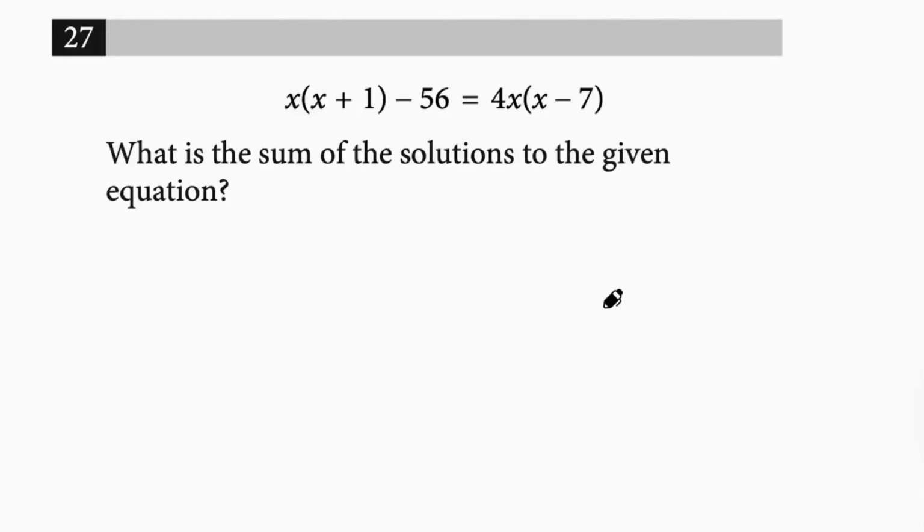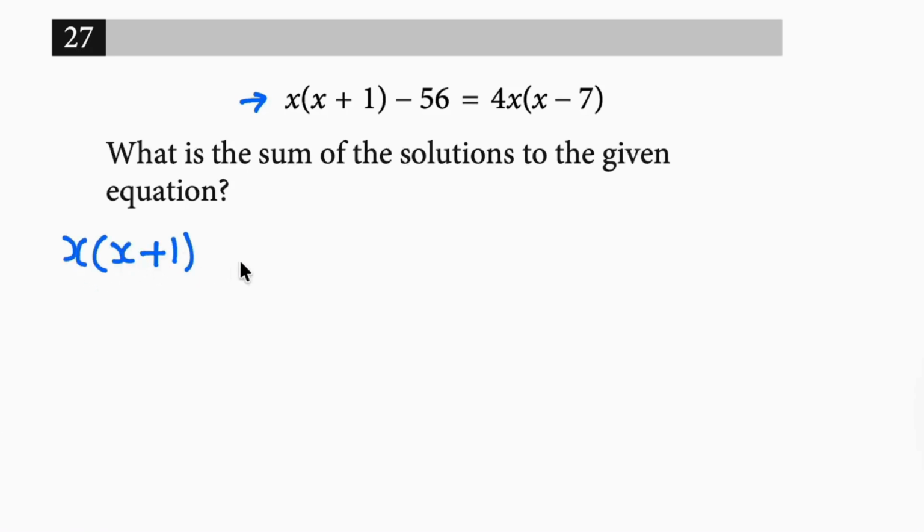Question 27, the last question of bundle 10 module 1. (x plus 1) minus 56 is equal to 4x times (x minus 7). What is the sum of the solutions to the given equation? Okay, first of all, the given equation, this one, is not in the standard form. So let's convert it into standard form first.